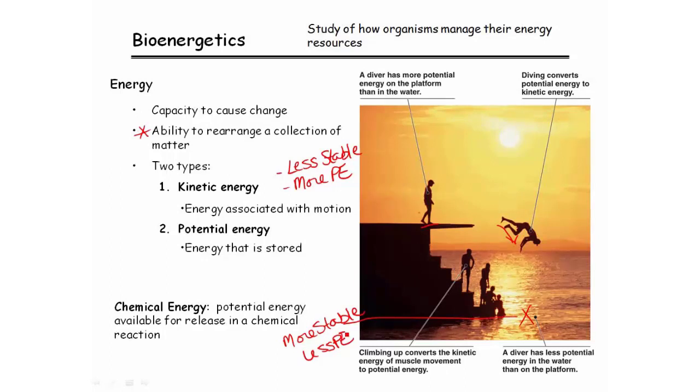It's very important that we understand the correlation between stability and the amount of potential energy that something has. So again, the more unstable or the less stable it is, the more potential energy we have, and the more stable, then the lower the amount of potential energy that we have.